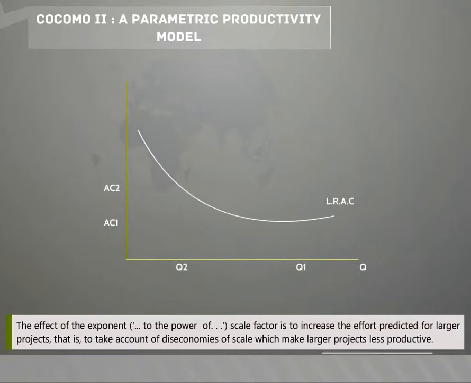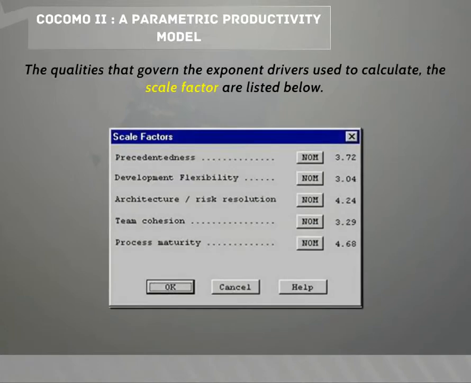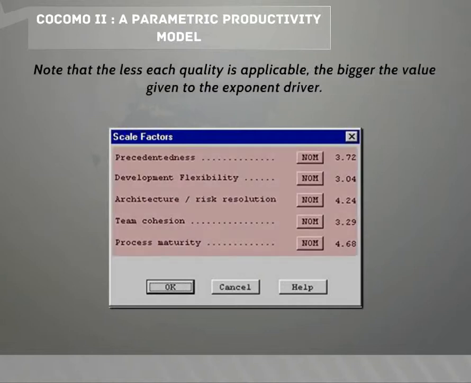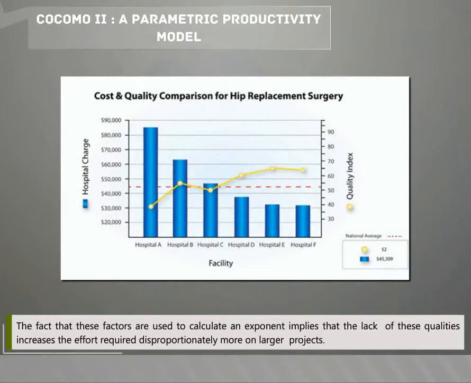The effect of the exponent to the power of scale factor is to increase the effort predicted for larger projects, that is, to take account of diseconomies of scale which make larger projects less productive. The qualities that govern the exponent drivers used to calculate the scale factor are listed below. The fact that these factors are used to calculate an exponent implies that the lack of these qualities increases the effort required disproportionately more on larger projects.